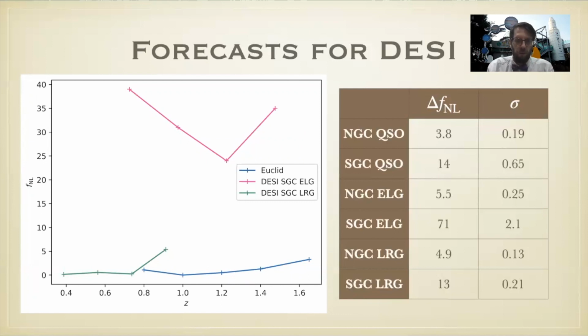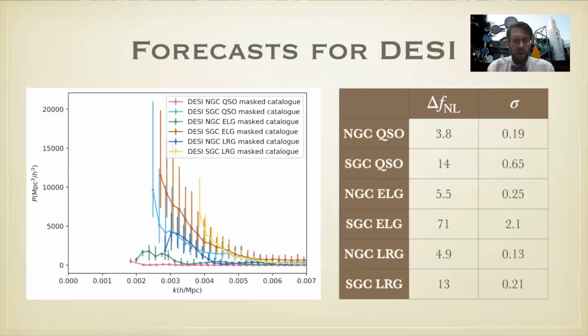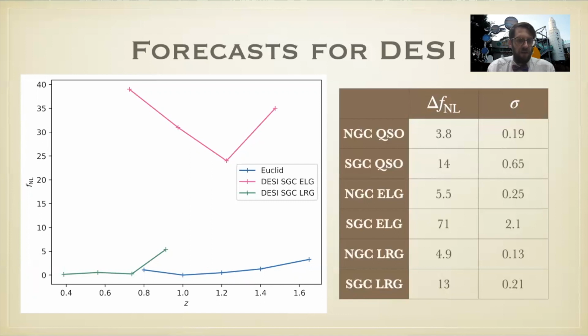So you see also for DESI, for LRGs, you have a quite smooth n of z at low redshift, and there's this big spike, and you can see this also reflected in tomographic FNL measurements. So you have basically no FNL shift in the lowest 3 redshift bins, and then a peak at the highest one.